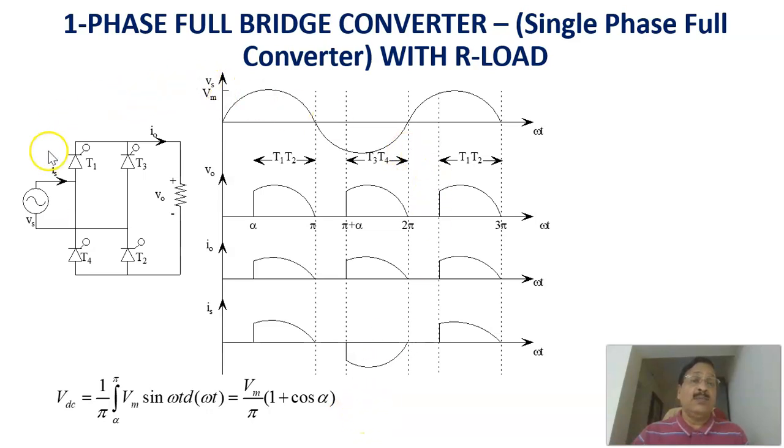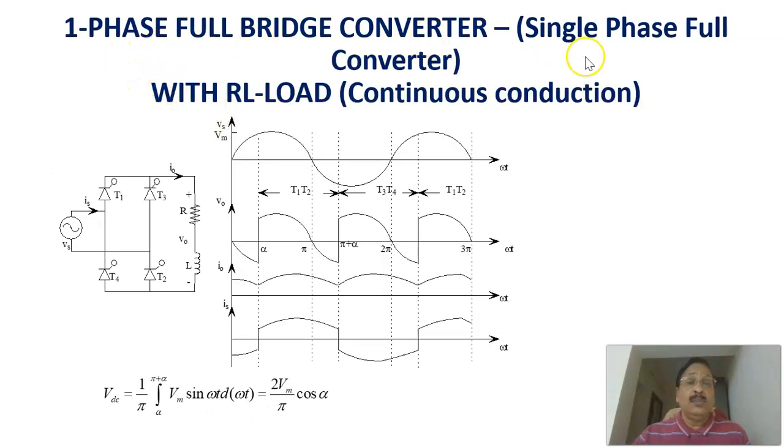This is an example of a single phase full bridge converter that converts the single phase AC voltage into a DC or unidirectional voltage. The average value of that is equal to Vm by pi into 1 plus cos alpha.